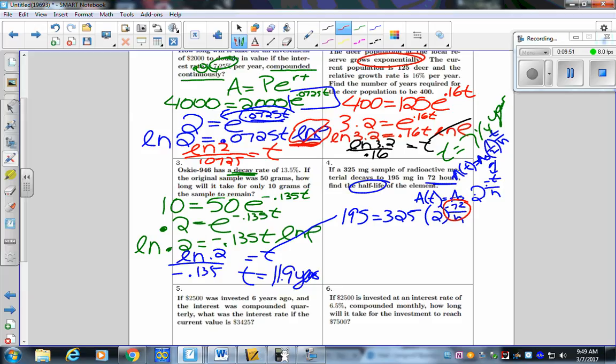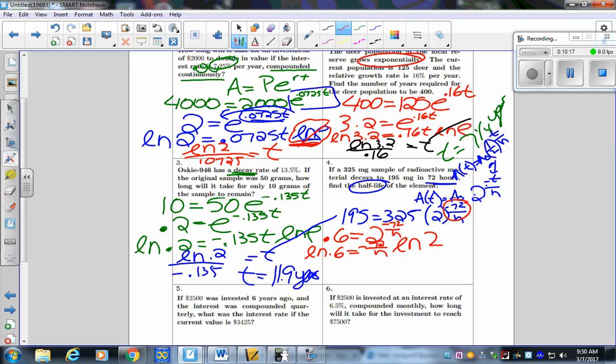So I can do 195 divided by 325, which gives me 0.6 or 3/5. Okay, so we were 60% of the way done into our half-life. So I have 2 now to the negative 72 over h. Okay, so my exponent is a variable, so I do need to take the log of both sides. So I've got the natural log of 0.6 equals negative 72 over h times the natural log of 2.